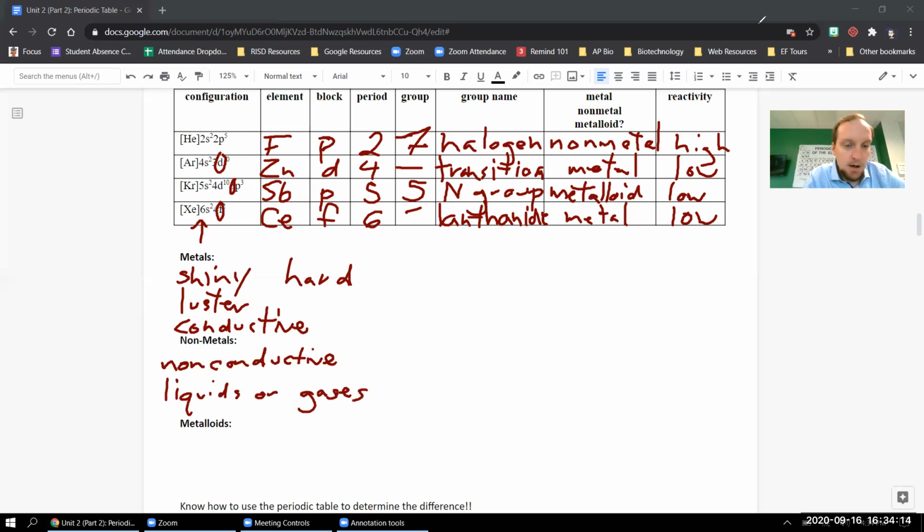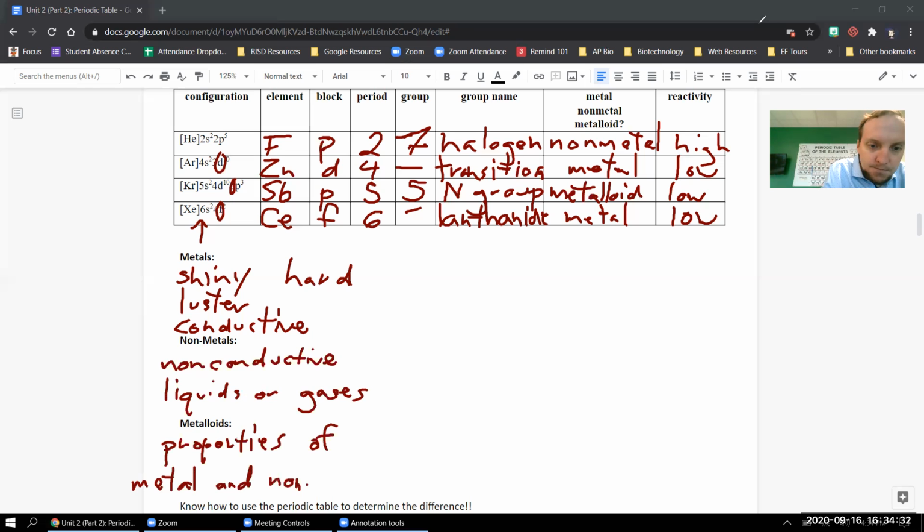Okay. The metalloids, again, I'm going to show you where those are located. These have properties of both. So these are kind of weird. They're kind of metals and non-metals. Okay, so for example, aluminum is a metalloid.